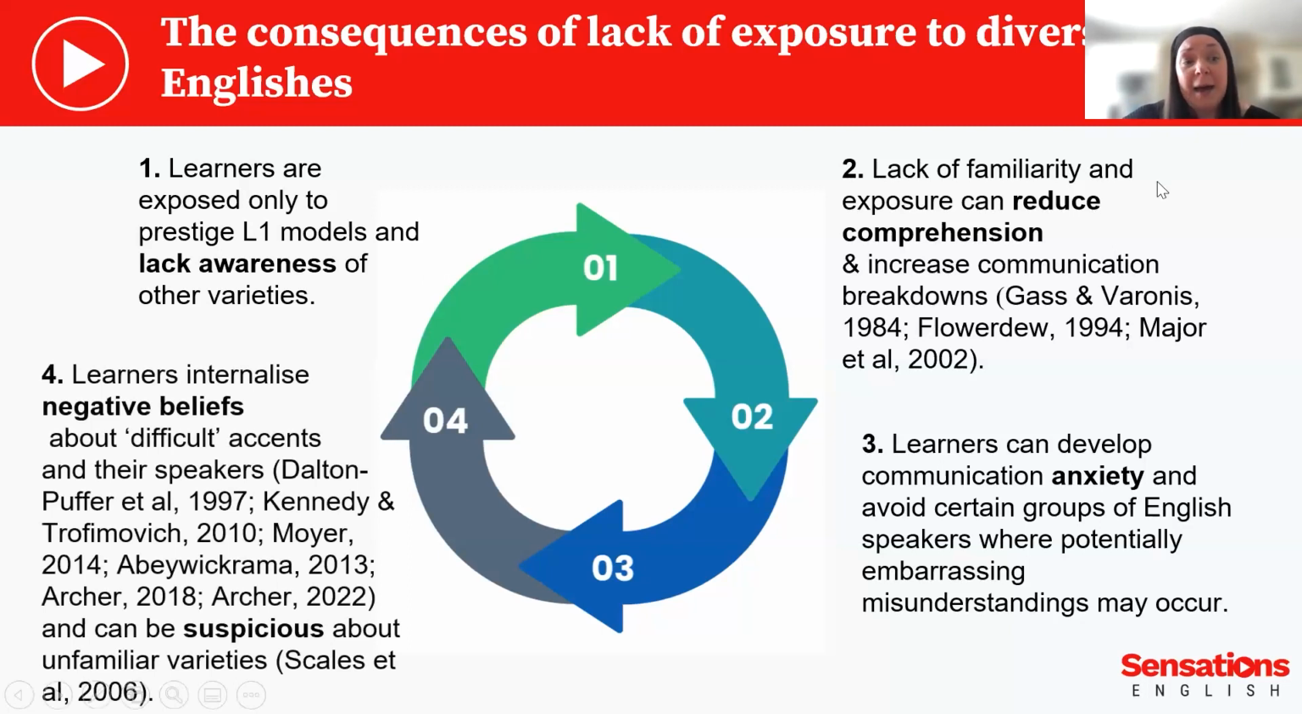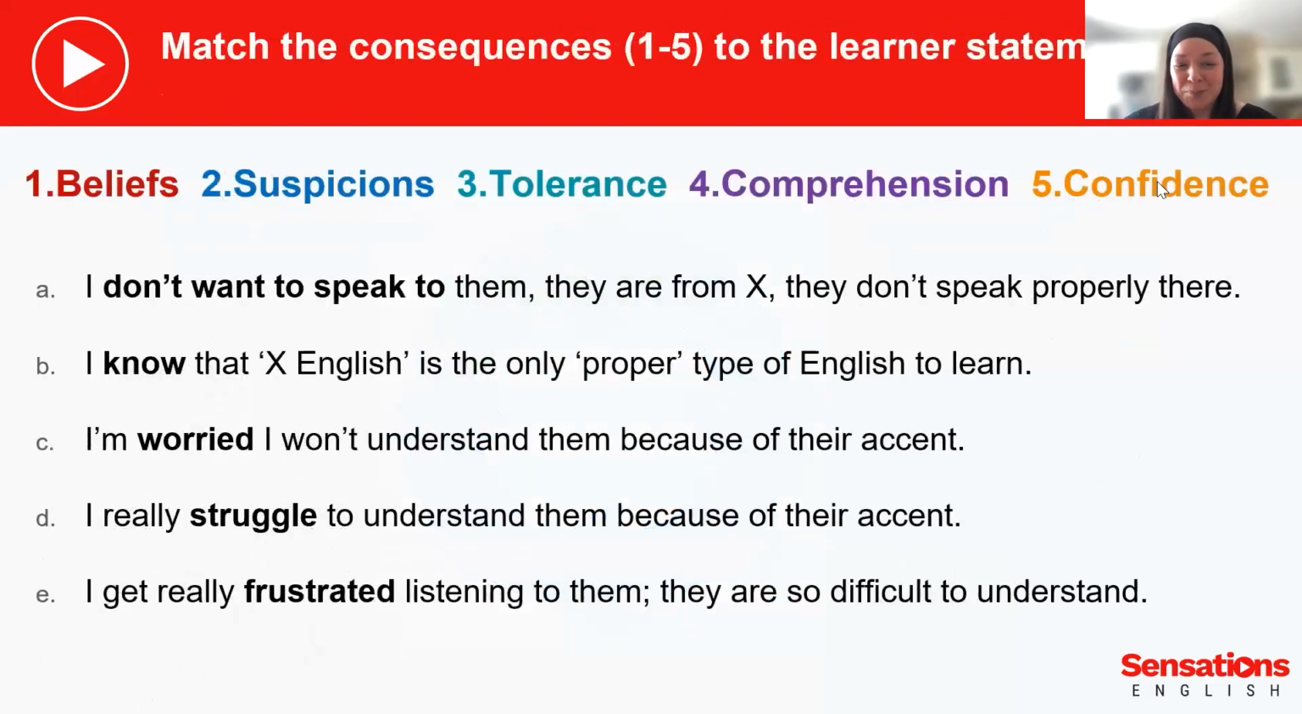And as often happens, when this happens repeatedly, learners can start to internalize negative beliefs about difficult accents and the speakers who have them. And this can develop into a suspicion about or distrust of unfamiliar varieties, believing that anything that derives from these prestige models is difficult to understand and is not proper. Of course, all of this comes down to this lack of familiarity and exposure.